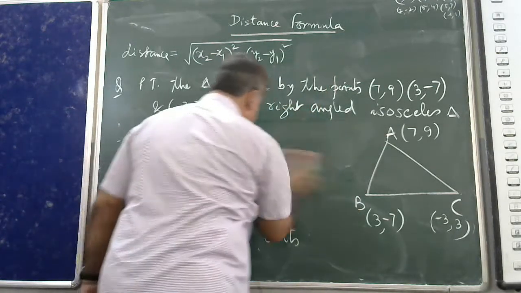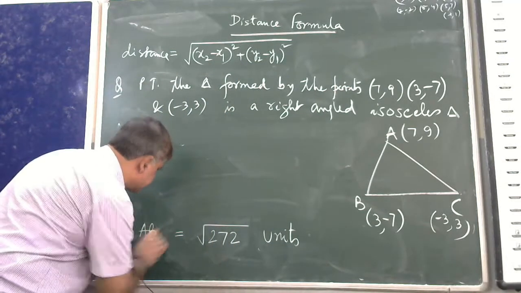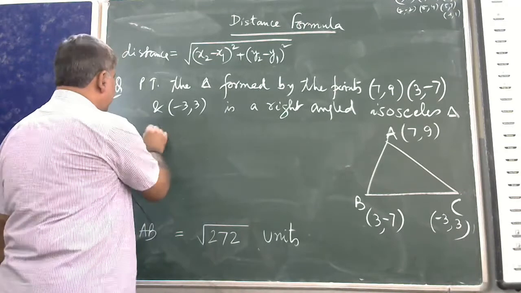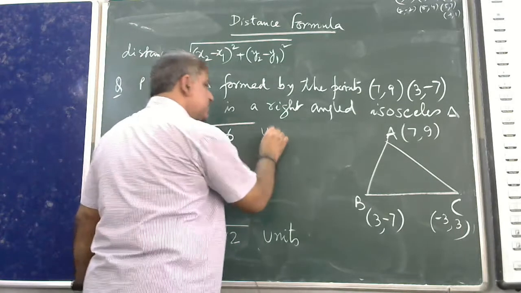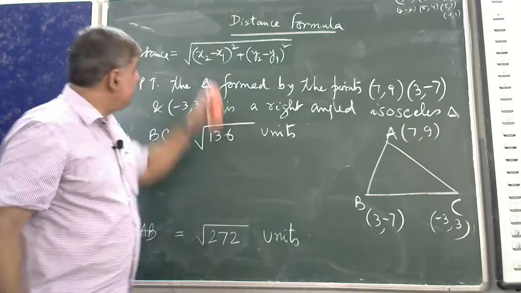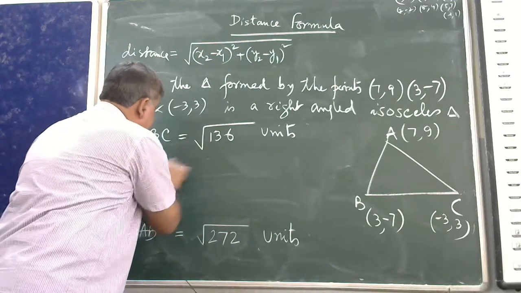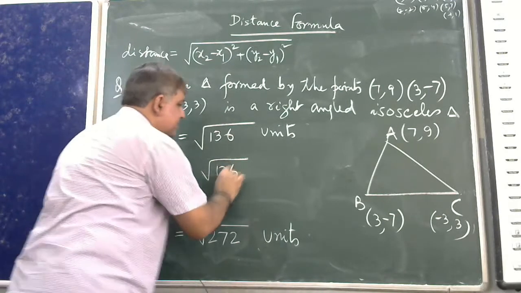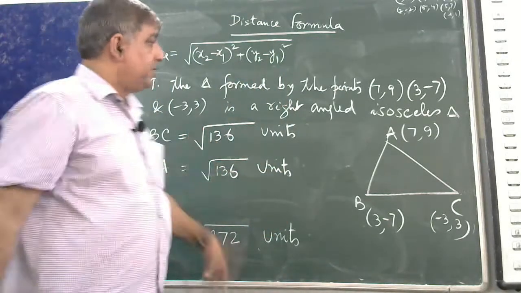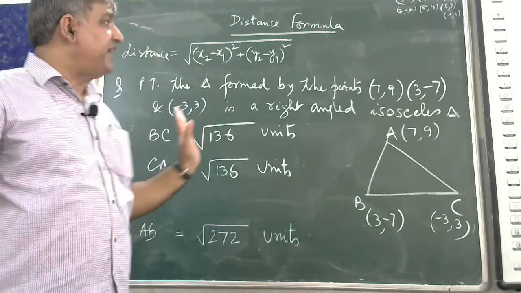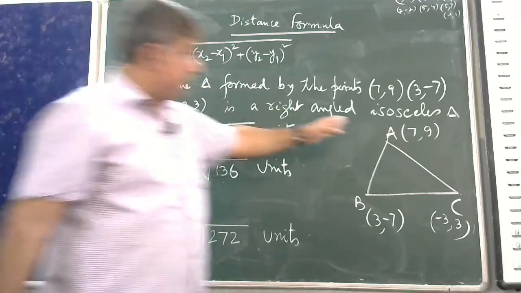When you apply the formula, you will get AB is equal to root 272 units. Now, if you calculate BC, you will get root 136 units. You just calculate at home using the same distance formula. This is left for you. Now, similarly, CA is equal to root 136 units. You can calculate the length CA using the same distance formula. Now, AB, BC, and CA are the three lengths you get for this triangle ABC.